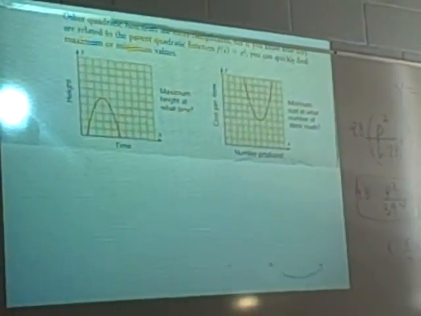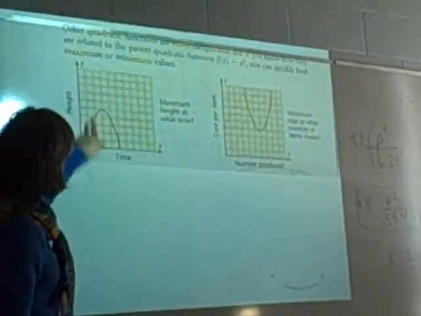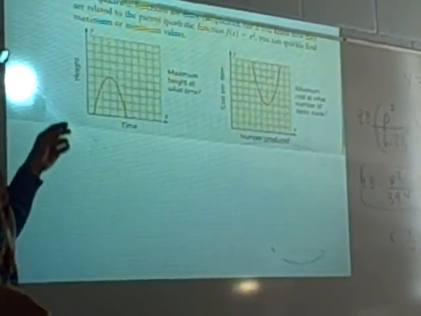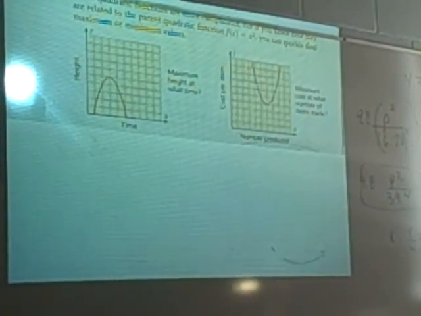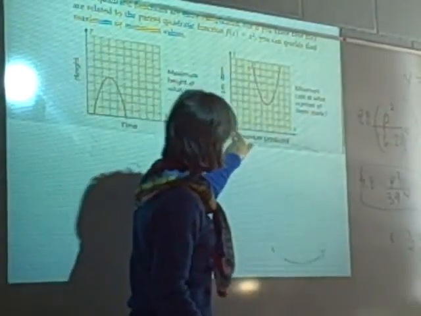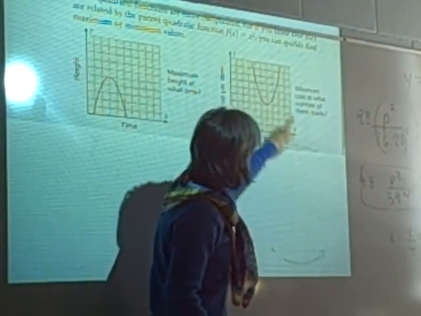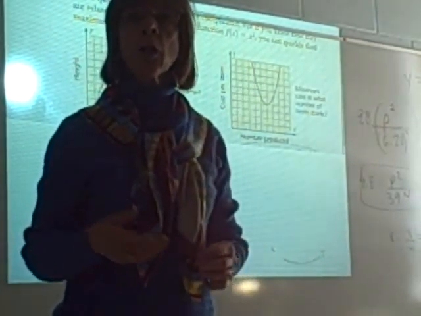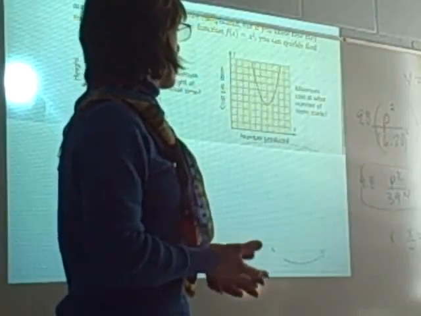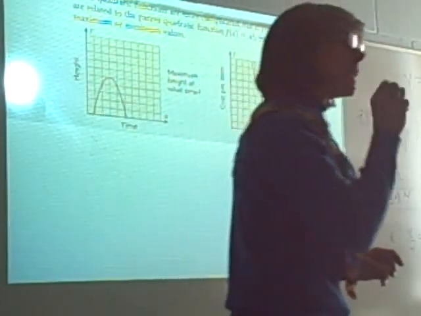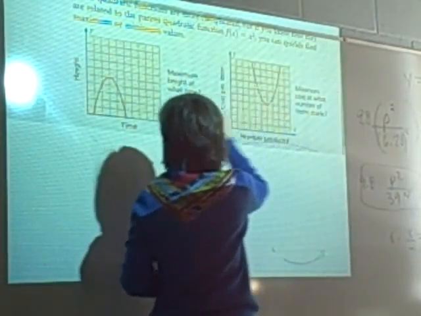What time, and we could see, I don't know what the unit of measure is, but we could see that the maximum height is here, whatever this time is. And another example would be if we're looking at the cost of an item, it will be decreasing as the number of items increases, but then you reach a point where it will swing or change. So there will be a time where what is the minimum cost at what number of items is made. Okay, so we're interested in finding the vertex.